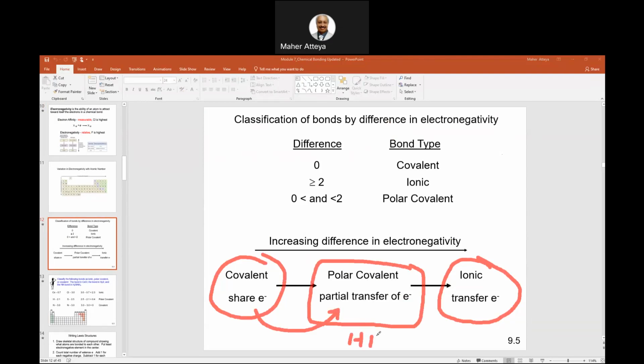HF is a partial transfer, it's pulling the electrons. So real life should look like this. I mean, this is the ideal, but in real life the hydrogen fluoride has this one partial negative and this one partial positive. Why? Because the electrons reside here.